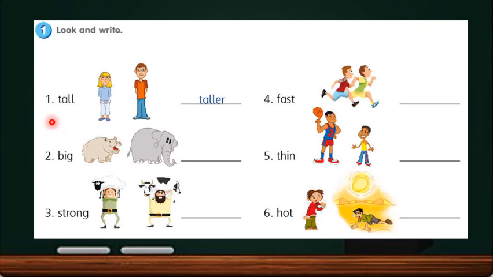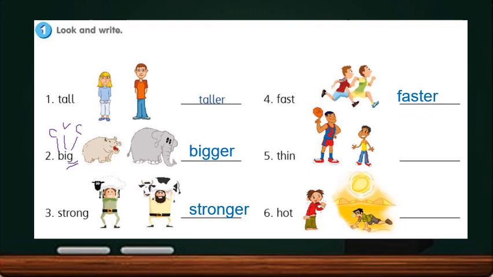Activity 1. Look and write. In this activity, you are going to change the adjective to its comparative form. For example, tall becomes taller. Move on to question 2. Big. Big is a one-syllable adjective and in CVC form. So we have to double the final consonant, the final G, and add er to form the comparative adjective. So big becomes bigger, B-I-G-G-E-R, bigger. Number 3, strong becomes stronger. Number 4, fast becomes faster.